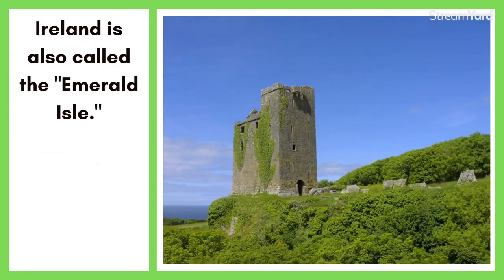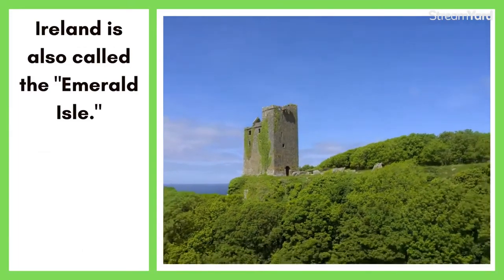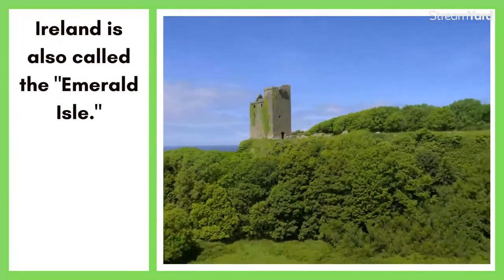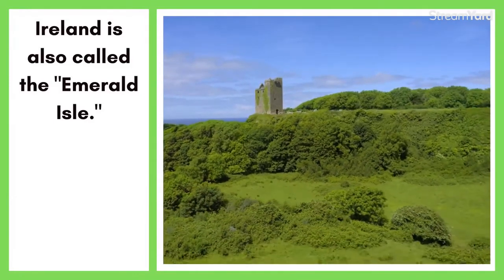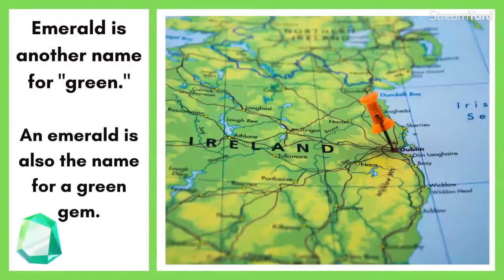Ireland is also called the Emerald Isle. Isle is a short word for island. An emerald is another name for green. An emerald is also the name for a green gem, like a gemstone. Emerald Isle. So when you see Ireland here on this map, it's definitely green.